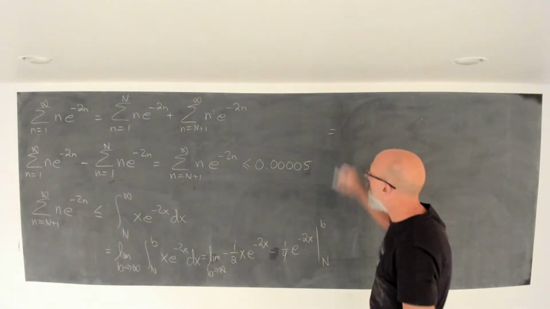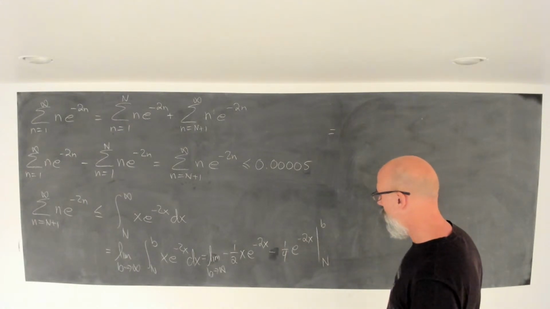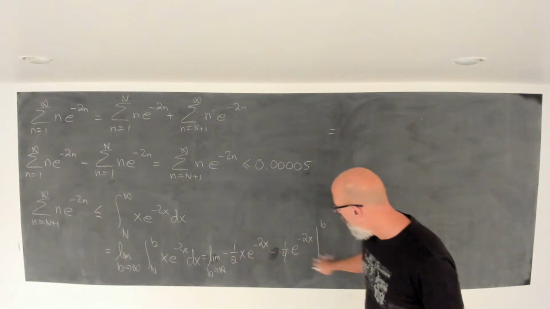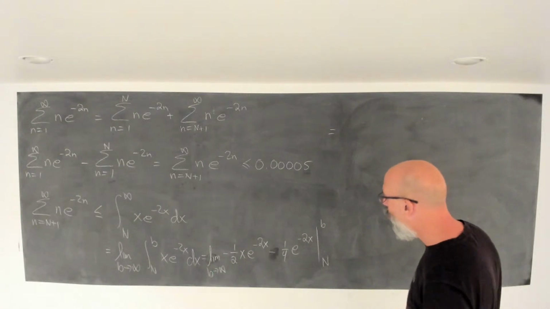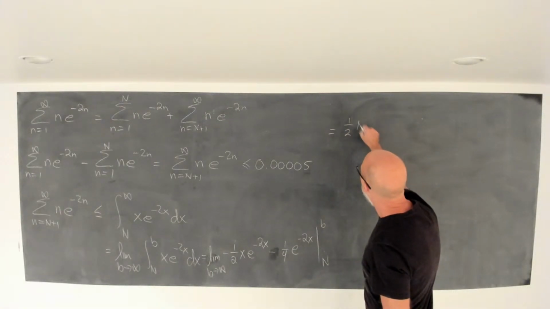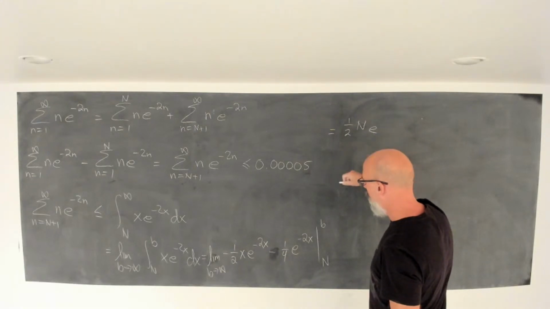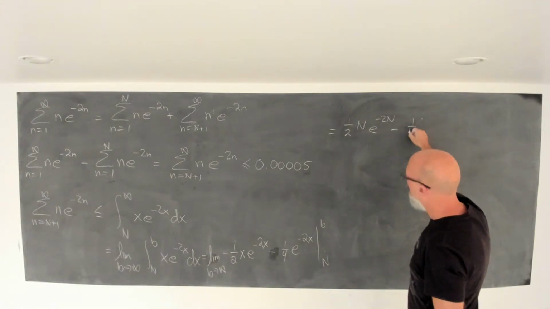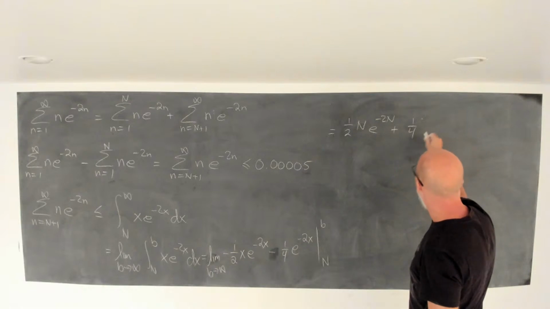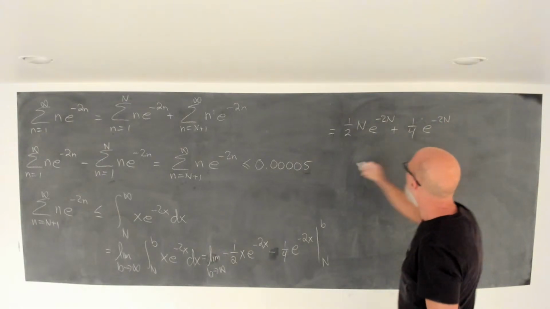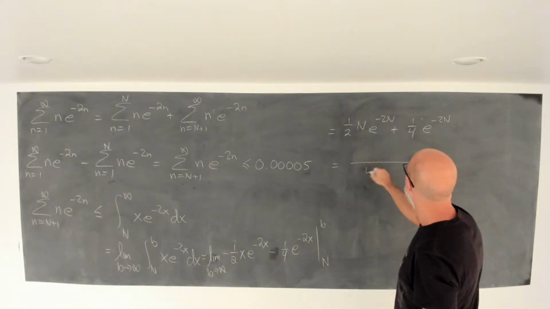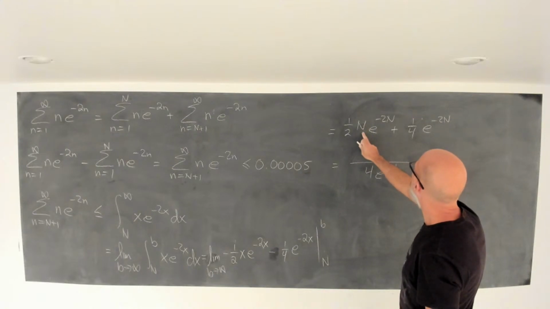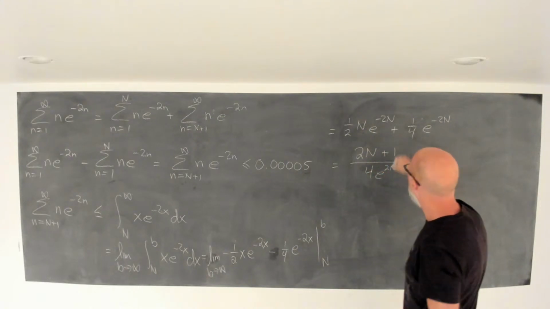So what is that? This is, I mean, when you plug in the b and you take a limit as b goes to infinity, it goes to infinity, and we are left with 1/2 n e to the minus 2n plus 1/4 e to the minus 2n, or e to the minus 2n over 4 times (2n plus 1).